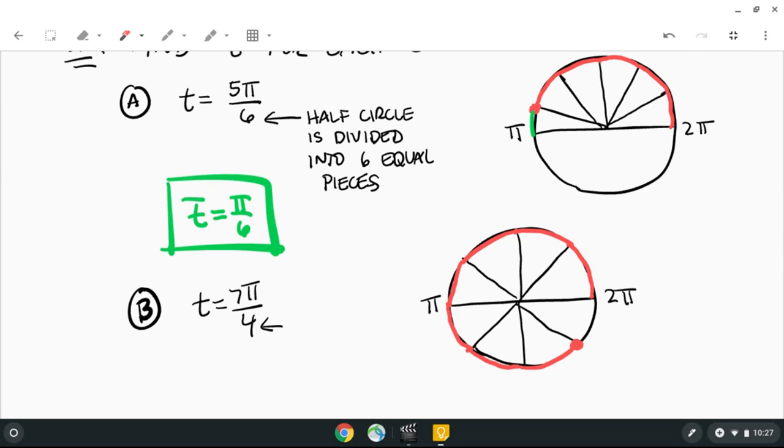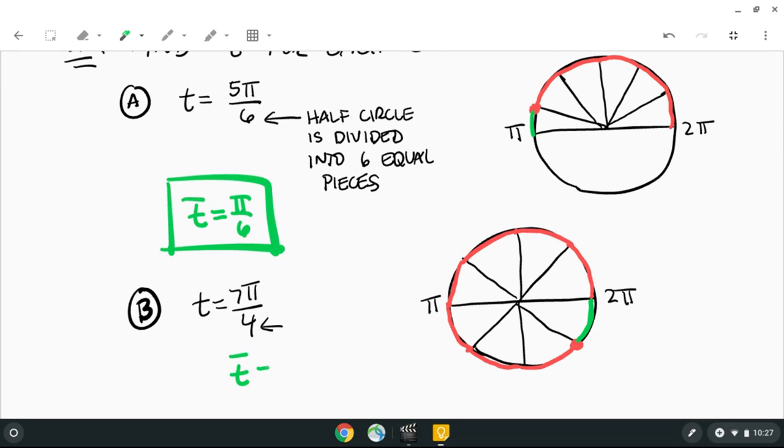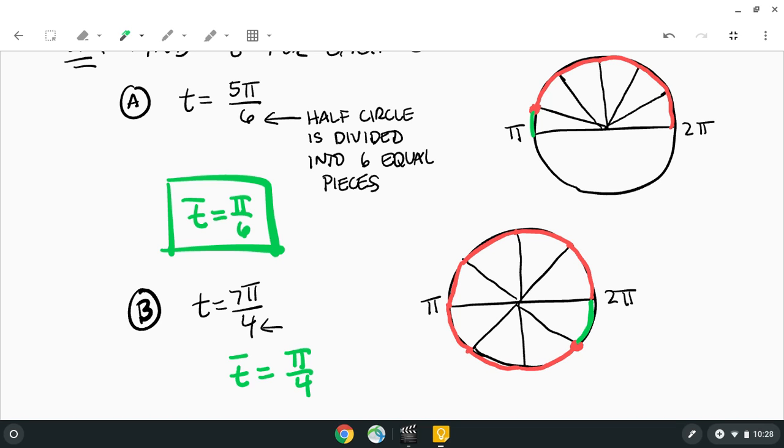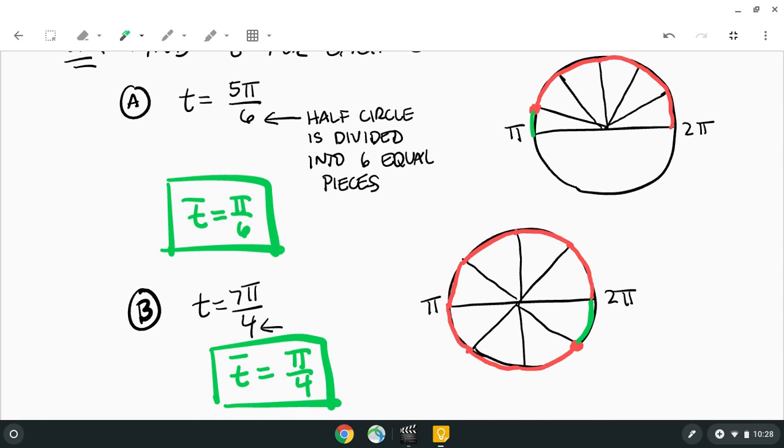Okay. And the distance I want, again, is the shortest distance to the x-axis. So that would be this distance right here is what I want. And we can see here that that is 1/4 pi. Okay. So here, my t bar would be 1/4 pi. Okay, hopefully that's making some sense now.